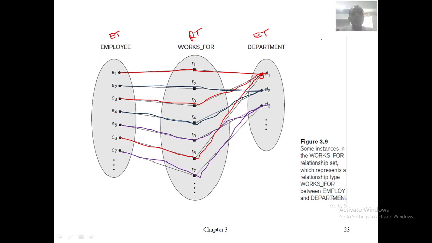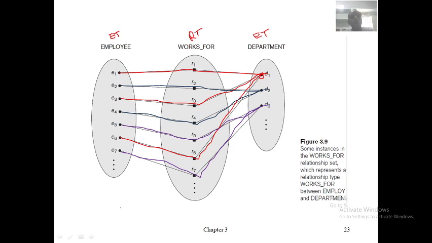Who are associated to department 1? E1, E3 and E6, all red colored. They are associated to department 1. Who are the employees associated to department 2? That is E2 and E4. Who are associated to department number 3? E5 and E7 are associated to department number 3.